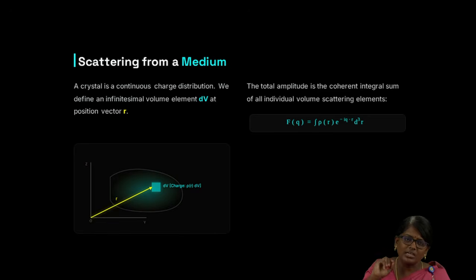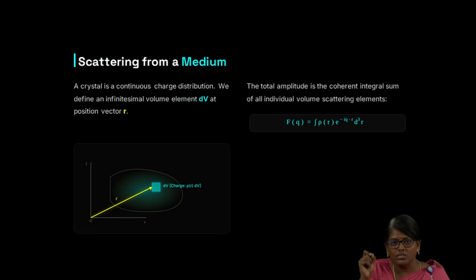Imagine a crystal and consider a small elemental volume dV inside the crystal. When the X-rays interact with this elemental volume dV, the electron density inside dV will scatter the X-rays in different directions. That scattered X-ray will interfere constructively or destructively and contribute to a small part of the scattering amplitude. To get the total scattering amplitude from all the elemental volumes dV, we have to do a coherent integration.